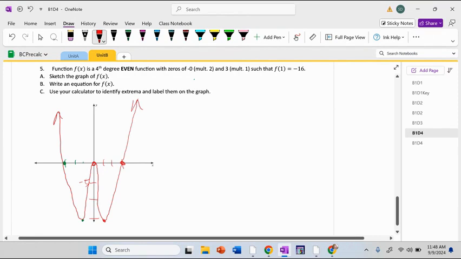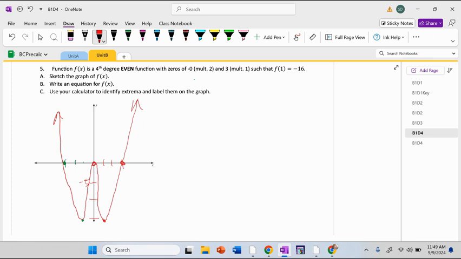What does even mean? What kind of symmetry, by the way? What kind of symmetry? Y-axis symmetry. That's why I had to know that. That's why those green dots came into play. I flipped the green dots across the y-axis. So 1 comma negative 16 is a point, then negative 1 comma negative 16. Odd would have been better.